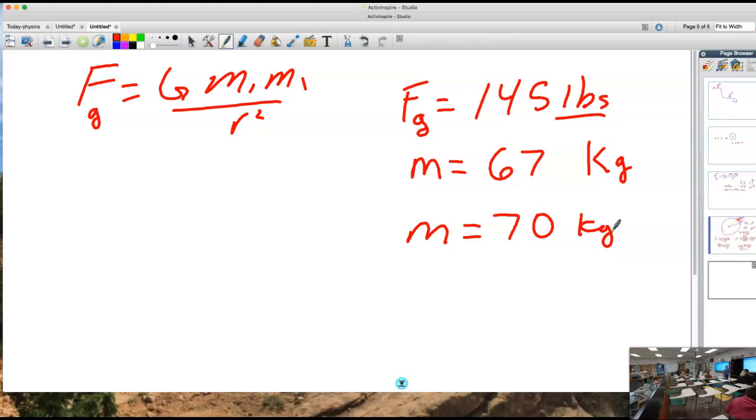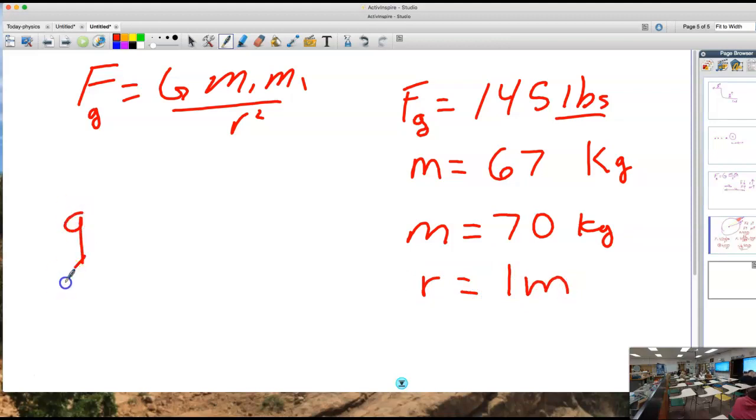So let's say we have a 67 kilogram person and a 70 kilogram person. We want to know what's the force of gravity if they are, what's the other thing we need? How far apart they are. About how far apart are they? Like 2 feet. No, we can't have it in feet, can we? We need it in meters. Let's make it easy. We'll call it 1 meter. That's fine. So that's how far apart we are.